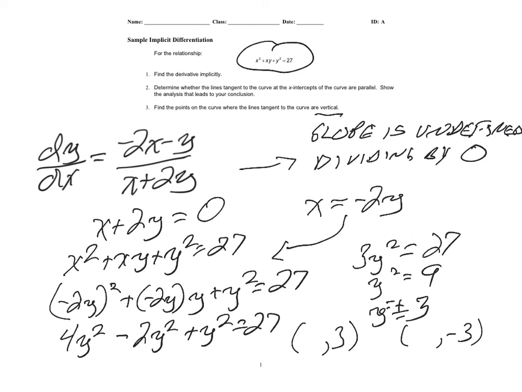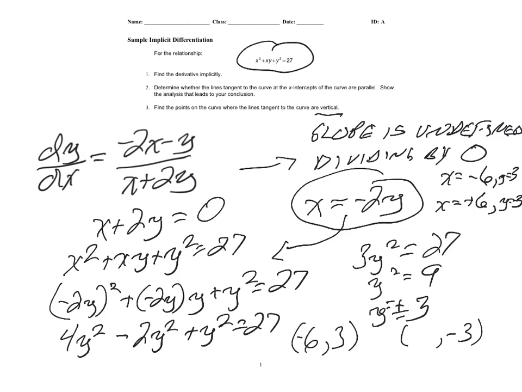And to figure out what x is going to be when y equals 3, I will use this equation. If y equals 3, then x equals negative 6. And if y equals negative 3, then x equals positive 6. And there I have my 2 answers.